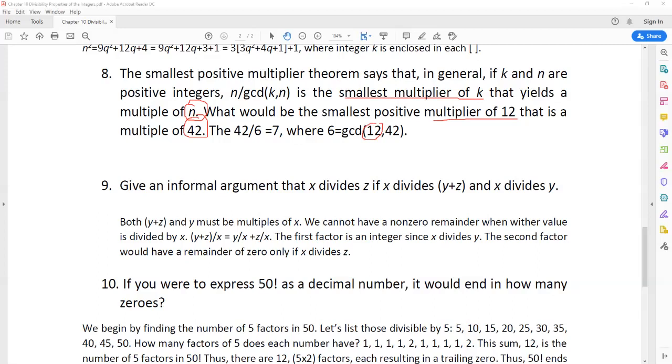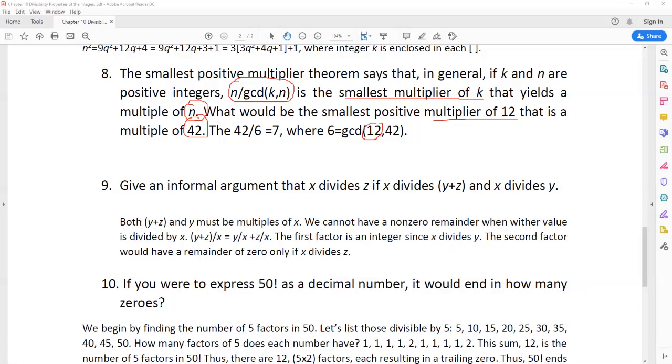And if we use Euclid's algorithm, we would find that 6 is the GCD of 12 and 42. We're going back to the formula and plugging in 42 for n, and then 6 for the GCD of k and n. 42 over 6 would be 7. So 7 would be the smallest positive multiplier of 12 that is a multiple of 42. Notice that 12 times 7 is 84, and 42 times 2 would be 84.